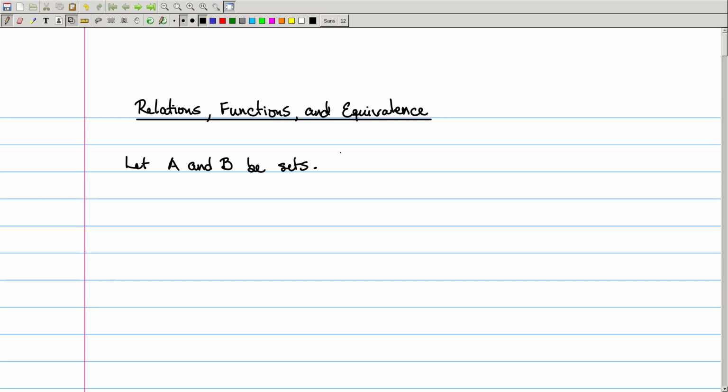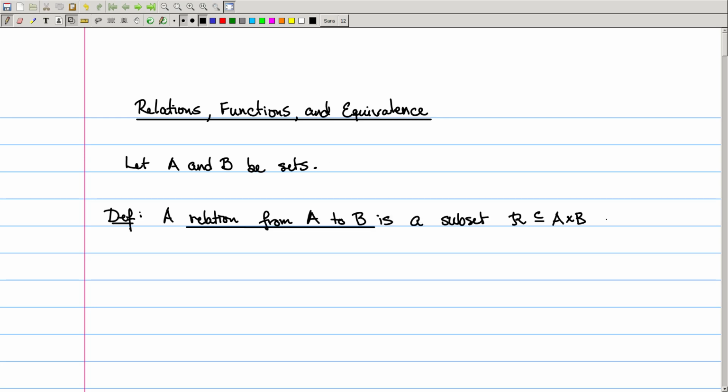So for this, let A and B be sets. A relation from A to B is just a subset R of the Cartesian product A cross B. It's actually a pretty straightforward definition. I know what a subset is, hopefully. I know what the Cartesian product is. So relations are very basic objects. Now, oftentimes the way we use them looks a little bit different and kind of hides the fact that they're really just subsets of the Cartesian product.